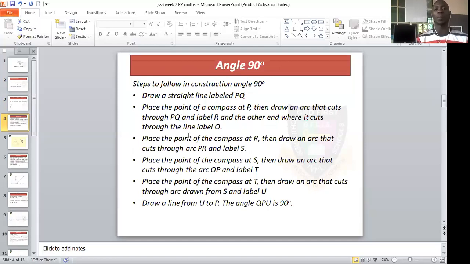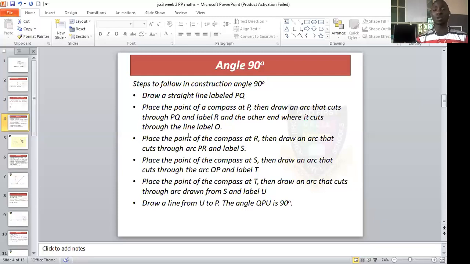Draw a line labeled PQ. Number 2, place the point of a compass at P. That is the starting point of the line PQ. Then draw an arc that cuts through PQ and label it R, and the other end where it cuts through the line, label O. Place the point of the compass at R, then draw an arc that cuts through the arc PR and label S. Place the point of the compass at S, then draw an arc that cuts through the arc OP and label T. Place the point of the compass at T, then draw an arc that cuts through the arc drawn from S and label U. Draw a line from U to P. The angle QPU is 90 degrees.